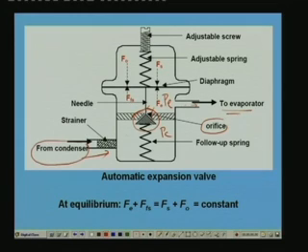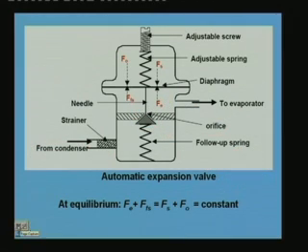So this orifice provides a very narrow opening. And the mass flow rate through the orifice is proportional to the pressure difference Pc minus Pe, and it is also proportional to the area of the opening. So if the area of the opening is high for the given pressure difference, there will be higher flow rate. If the area opening is small, there will be less flow rate.